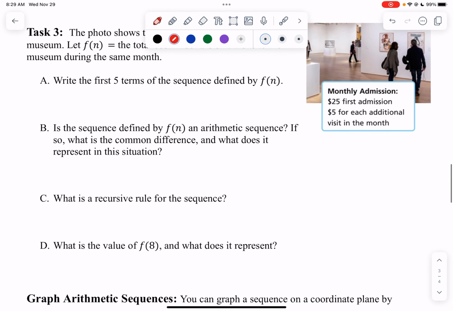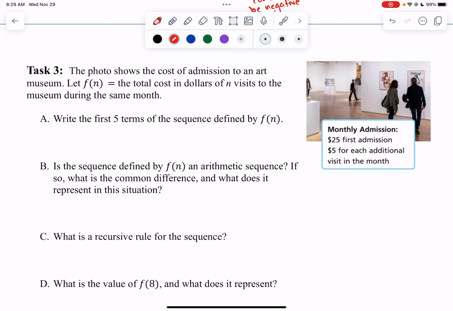Okay. All right. So here we have another task. The photo shows the cost of admission to an art museum. Let f of n be the total cost in dollars for n visits to the museum during the same month. So first visit is $25 right there. $5 for each additional visit, right? The first 5 terms of the sequence. So it's $25 for the first visit. And now for the second visit, it would be the 25 plus an additional 5. So now I'd have $30. And then an additional 5, which would be 35, an additional 5, 40, and then 45. We have the first 1, 2, 3, 4, 5 terms. So there's my first 5 terms.